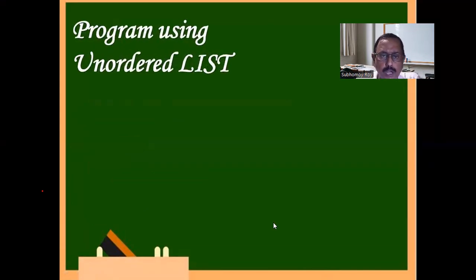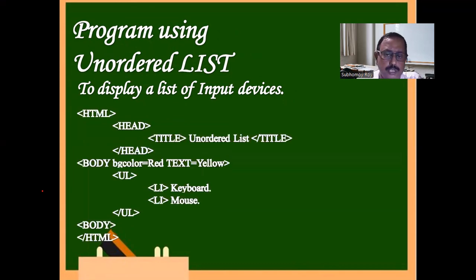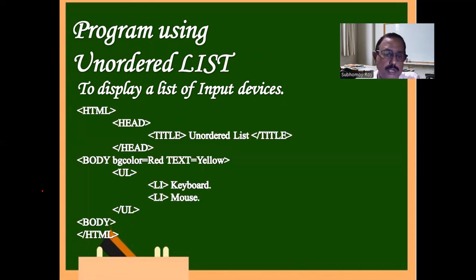First of all, a program using unordered list to display the list of input devices. We all know what are input devices we use in computer, such as the most important input device is keyboard, followed by we have mouse. So many input devices are there. I want to write the name of these two input devices using technique of unordered list, but you can see I have used BG color. You know BG color attribute to put a color, text color yellow. These two are known to you.